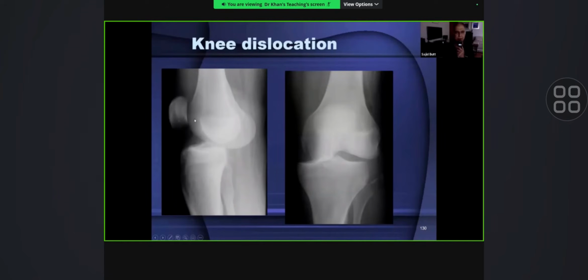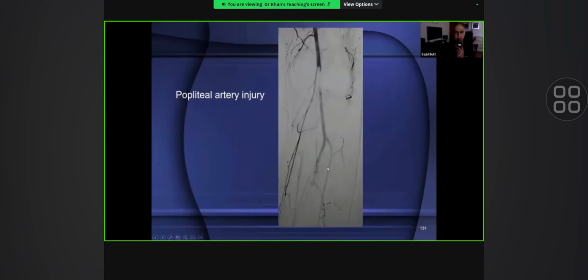So here is an example. You can see that the lateral X-ray shows that the tibia is significantly anterior and the femur is at the back. In the coronal imaging, there is a coronal plane malalignment with avulsion bone fragments, very severe trauma. And of course, in these patients, you worry about the possibility of injury to the popliteal artery, which is at risk here.